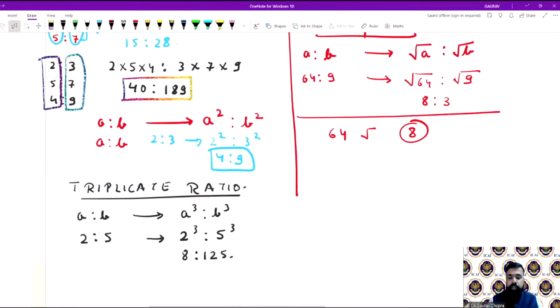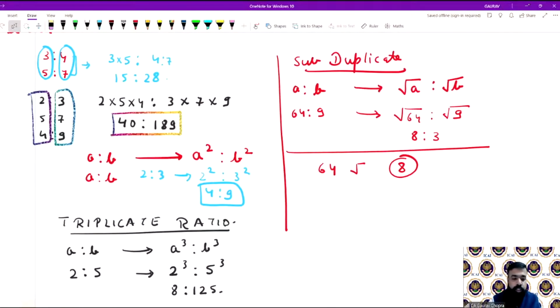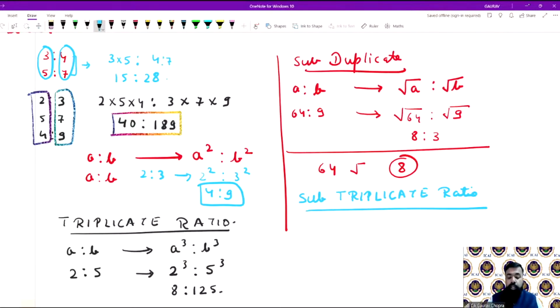So this was sub-duplicate ratio. Now the next one is sub-triplicate ratio. What happens in this sub-triplicate ratio? If the given ratio is A is to B, then its sub-triplicate will be cube root of A ratio cube root of B. So we have to just take the cube roots: cube root of A and cube root of B. All right.